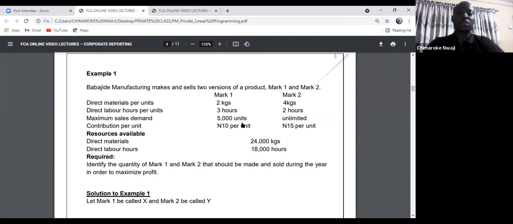Now look at the details of Mark 1 and the details of Mark 2. Look at the direct materials per unit. We have 2 kg and 4 kg. Direct labor hours per unit. We have 3 hours per unit and 2 hours per unit. Then we have the maximum sales demand. For Mark 1, you can sell nothing more than 5,000 units. And in Mark 2, you have unlimited maximum number of sales.